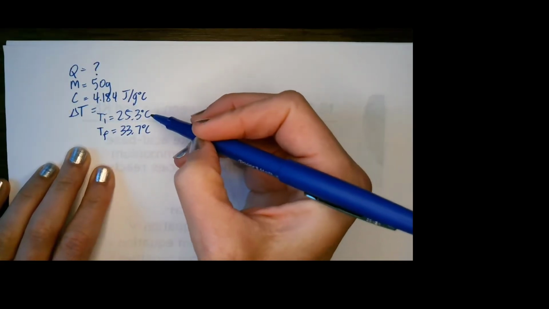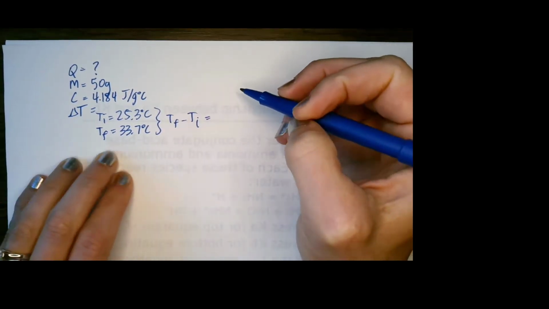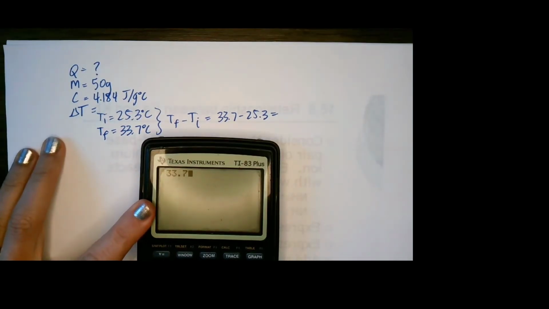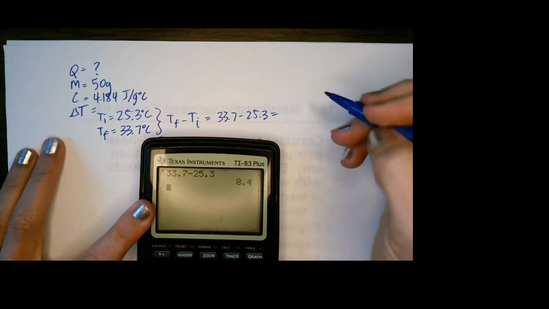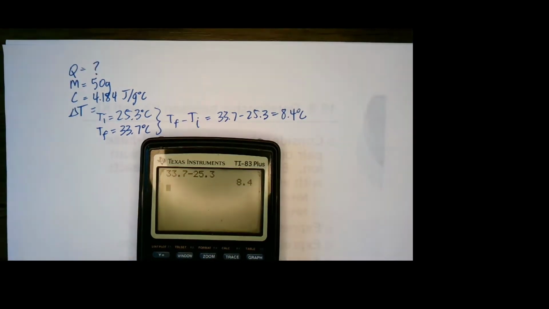So let's find our delta T, our TF minus TI. So we're going to do 33.7 minus 25.3. I'm going to do 33.7 minus 25.3 to get 8.4 degrees Celsius. And that's a positive number. And a positive number is telling me that energy is being gained, right? If I had a negative, that would tell me that the energy of my system was decreasing.